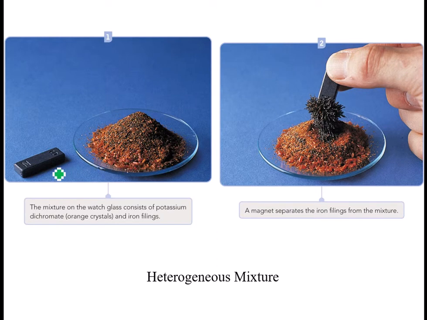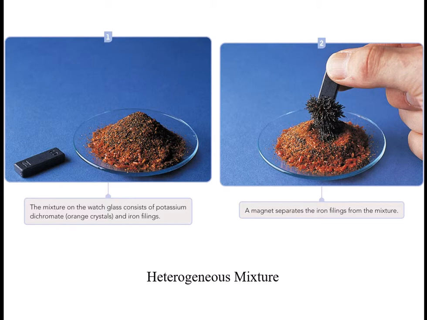Now, simply by putting a magnet over this, because iron is magnetic and the potassium dichromate is not, the iron will physically come out of this process. I don't have to do a chemical reaction to separate these two things. And so this is a heterogeneous mixture. It's one in which they can be mixed within each other, but you can still physically see them. And they're of the same state.